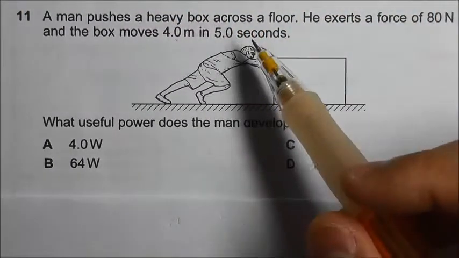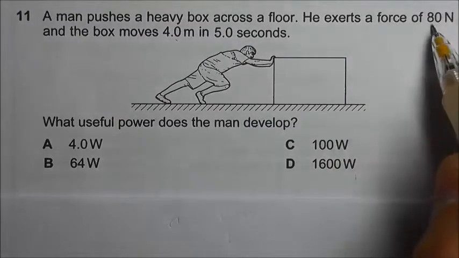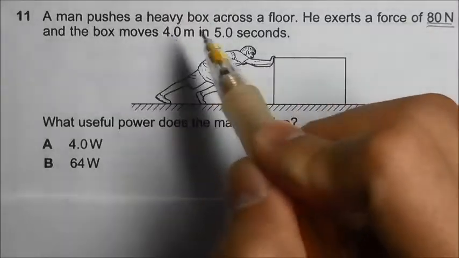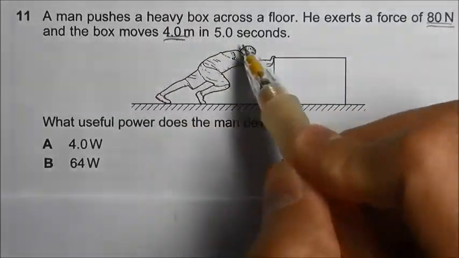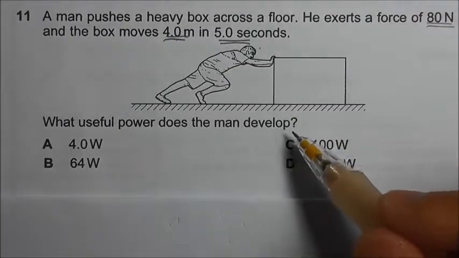A man pushes a heavy box across the floor. He exerts a force of 80 Newton and the box moves 4 meters in 5 seconds. So what useful power does the man develop?